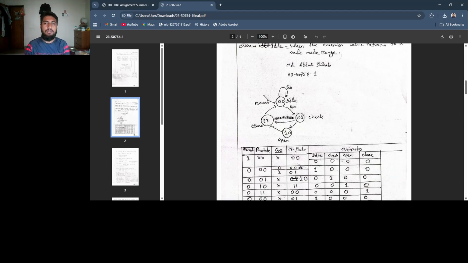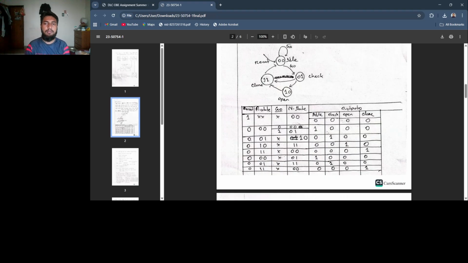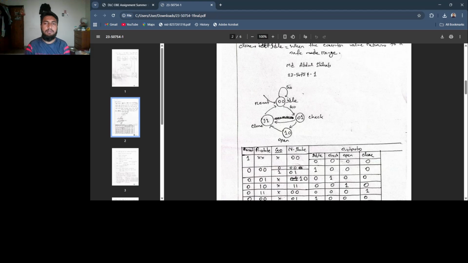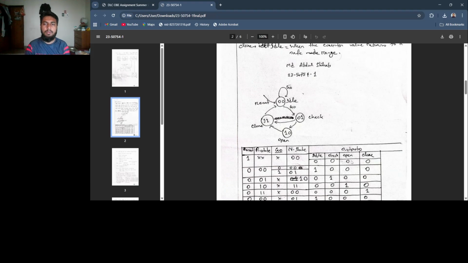Now this is my state chart, and this is my state table. In the state table, mainly open and close, check and open. Mainly the outputs are idle, check, open and close.